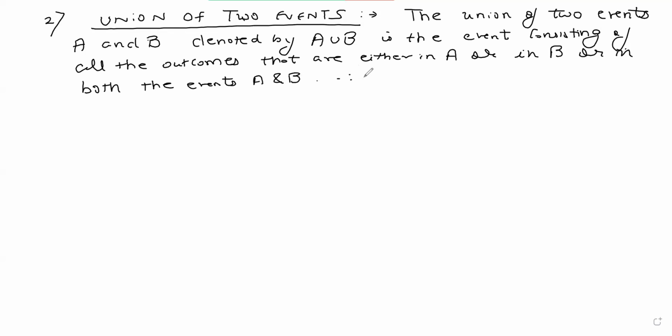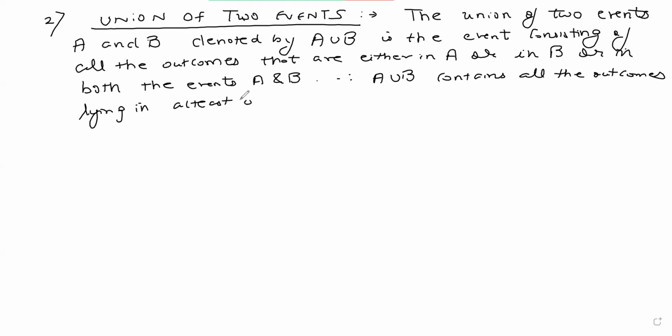So I can say, therefore, A union B contains all the outcomes lying in at least one of the events. So wherever you see the words at least one, it means union of two events.